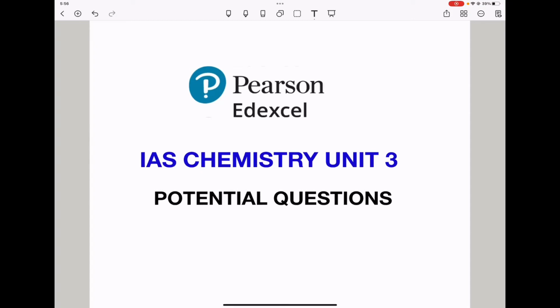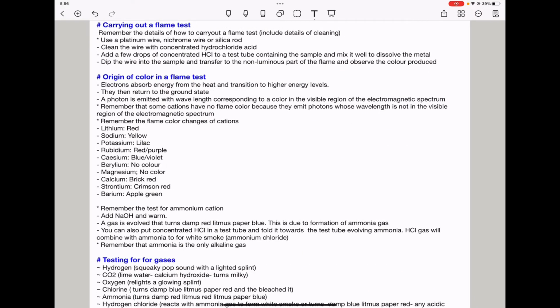Today we are doing the Pearson Edexcel International A Chemistry Unit 3 potential questions for any Unit 3 paper. Let's begin with the first part. Here I began by talking about carrying out a flame test.